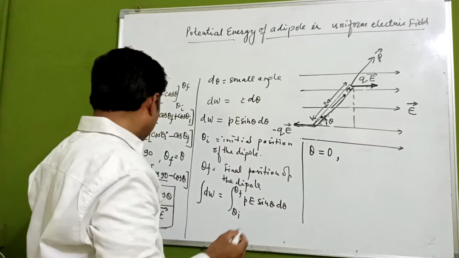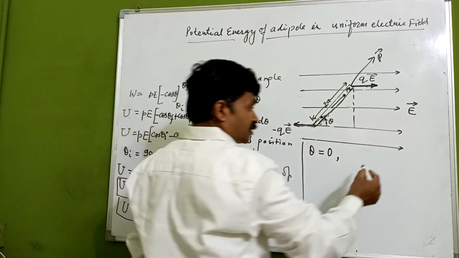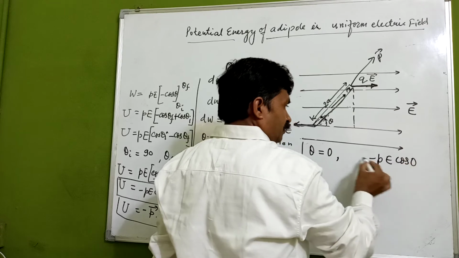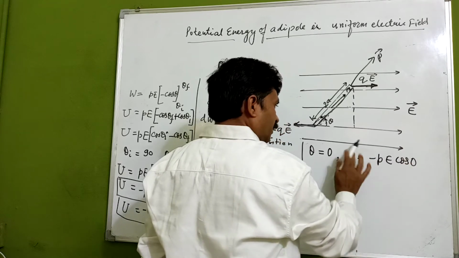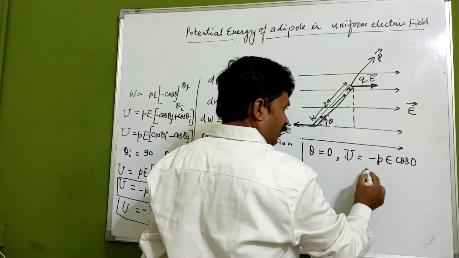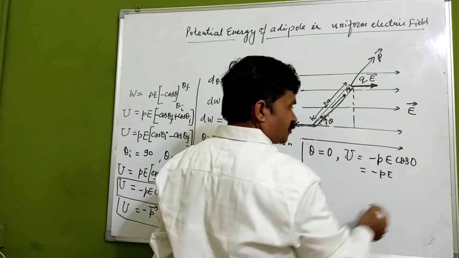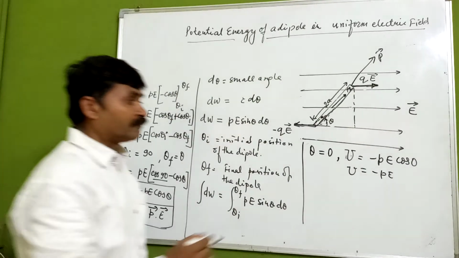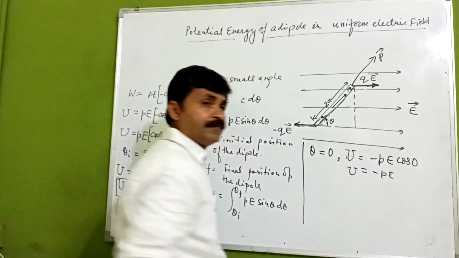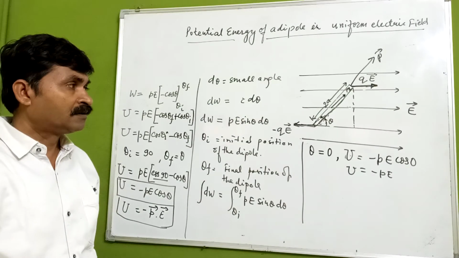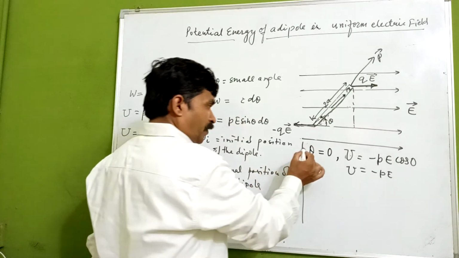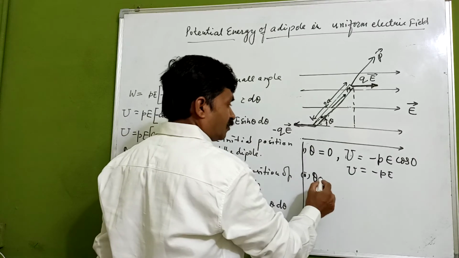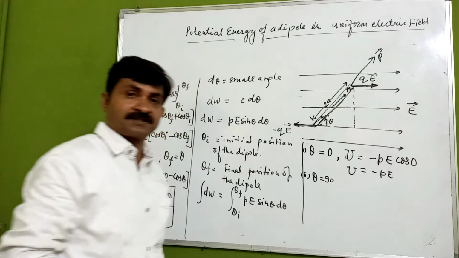And what relation are we going to have? Minus PE cos 0, which is going to be the total energy U. What we are getting, minus PE cos 0, is minus PE, since cos 0 is 1. So here we are getting the minimum potential energy. Then we can take another point, that is theta. If we take theta equal to 90 degrees, we will see what is going to happen.